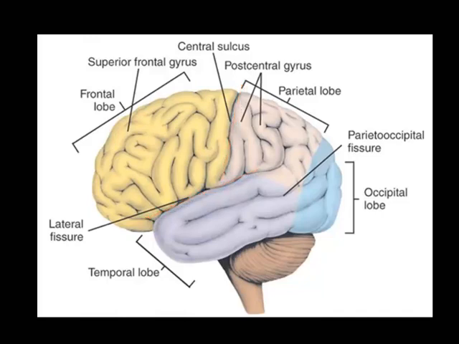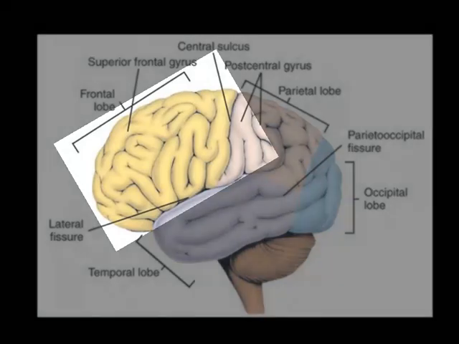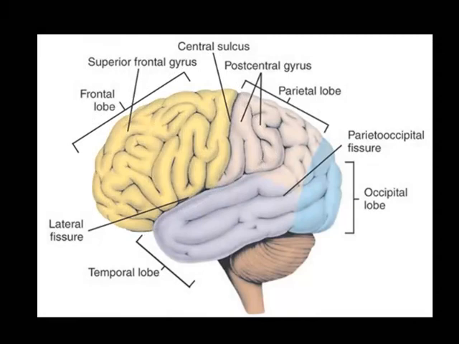Each hemisphere of the cerebrum is divided into 4 lobes, and they're named according to the cranial bone that they are near. The frontal lobe is located at the front of the brain. It's anterior to the central sulcus and superior to the lateral fissure. The frontal lobe is associated with reasoning, motor skills, higher level cognition, and expressive language.